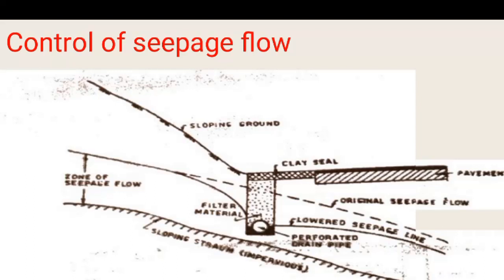If the seepage zone is at depth less than 0.6 to 0.9 meter from the subgrade level, longitudinal pipe drain in trench filled with filter material and clay seal may be constructed to intercept the seepage flow. Here we can see in this diagram the method how that is been followed, and we are taking out the water to the desired depth.